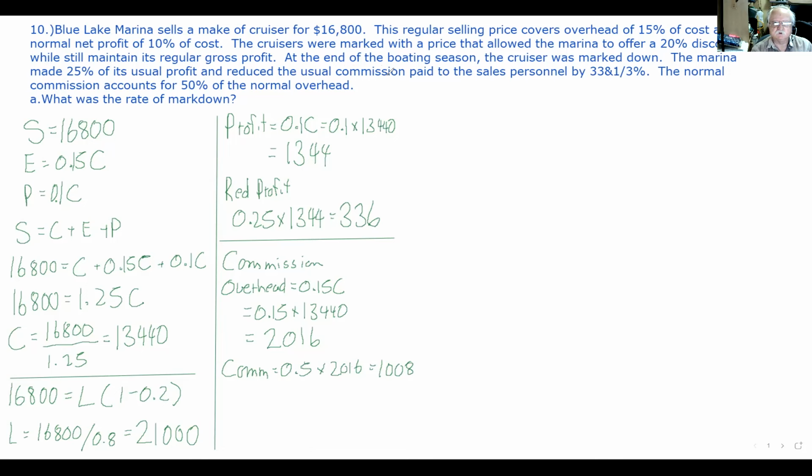they've reduced the usual commission by 1/3. So we're going to find the reduced commission equals 1008 and a 1/3 reduction, 1 minus 1/3. So they're really getting 2/3 of their normal commission. 2 divided by 3 times 1008. So the reduced commission is 672.